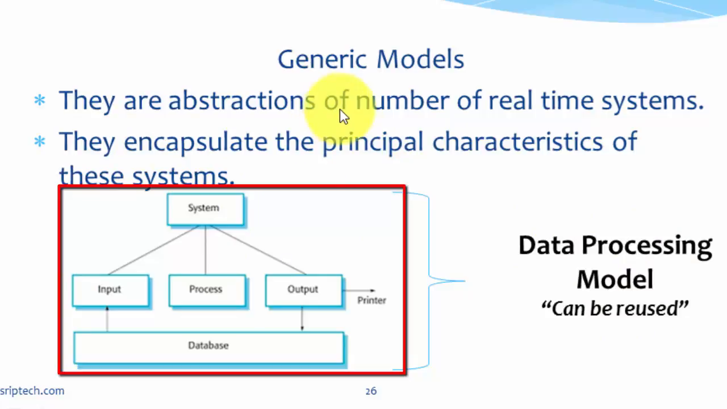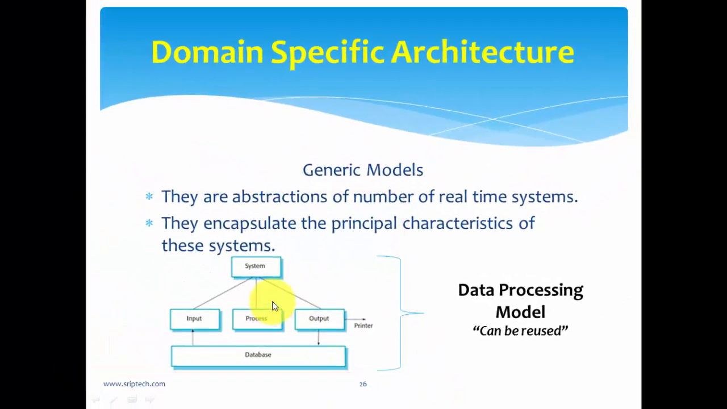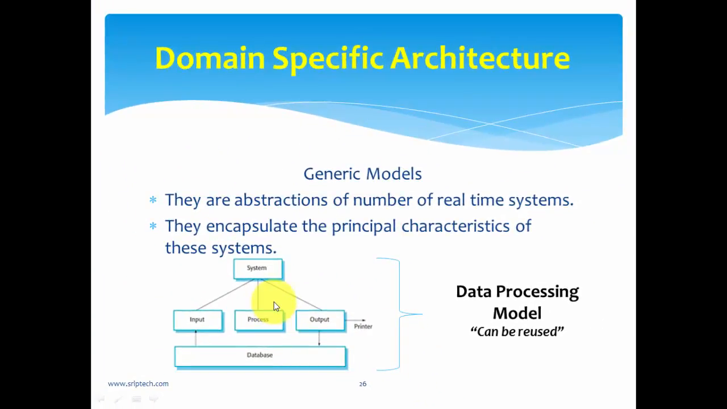So they are abstractions of a number of real-time systems, and they encapsulate the principal characteristics of the system. That means whenever you think of a data processing model, you should think of a system with input, process and output, so you can make use of this particular model for your application.